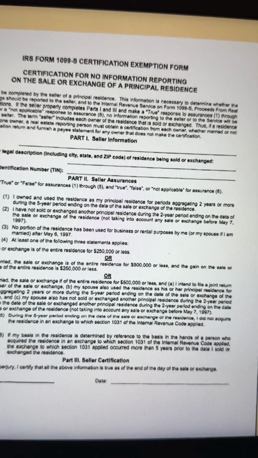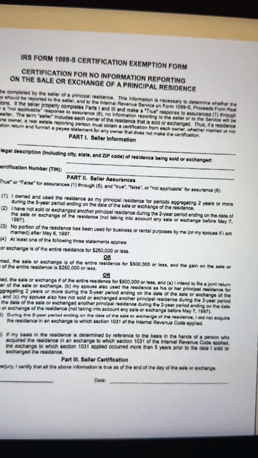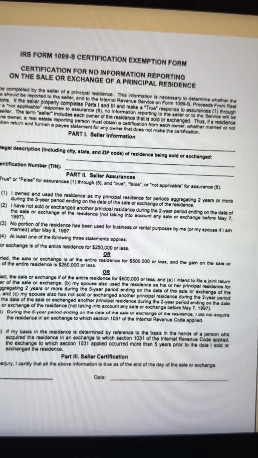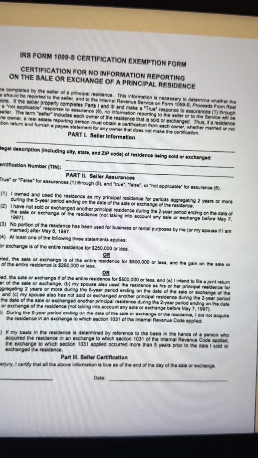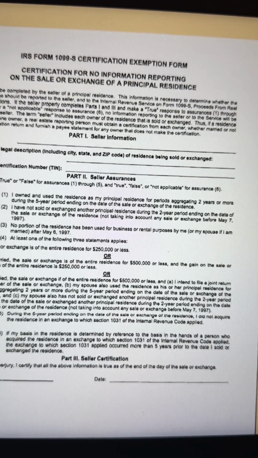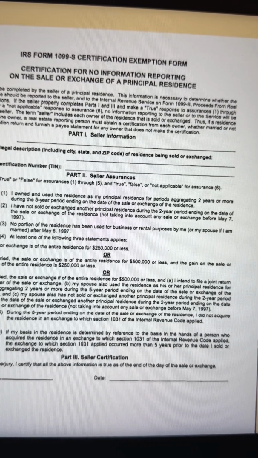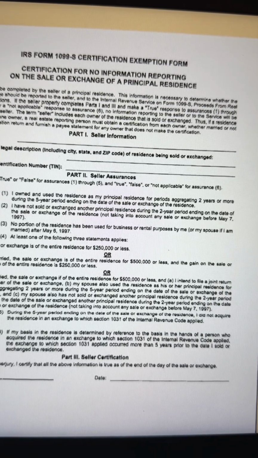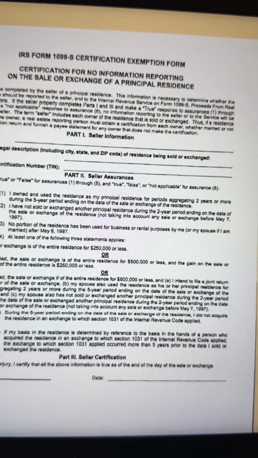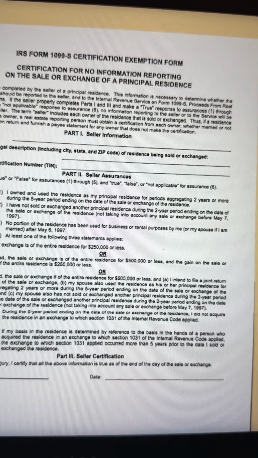If they did own and use it as a primary residence for 2 years or more, it's going to be true for them. Next question is asking if they've sold or exchanged any other principal residence in the 2-year period ending on the date of the sale or exchange of the property. If they haven't sold anything else, it's going to be true. If they have sold anything else, it's going to be false.